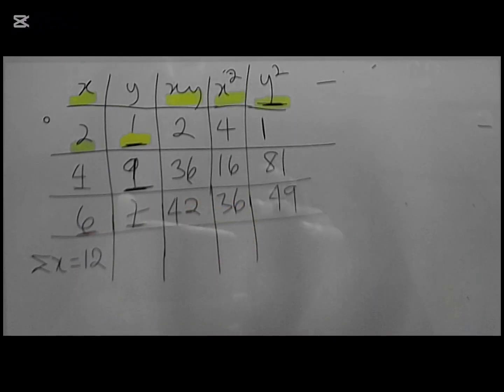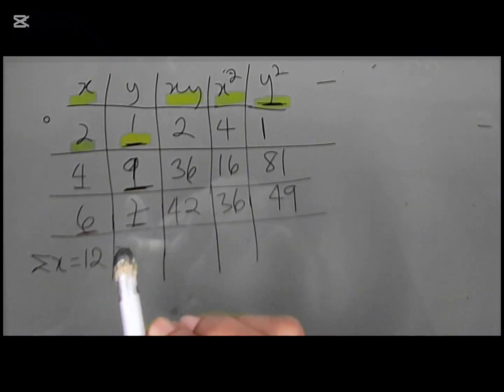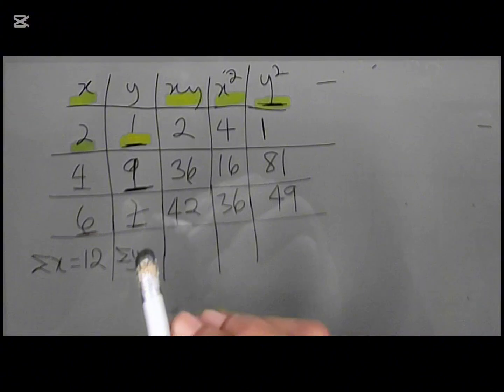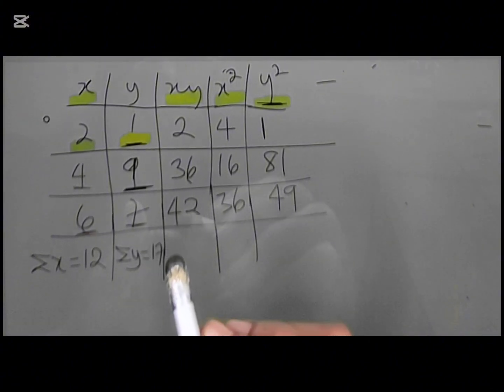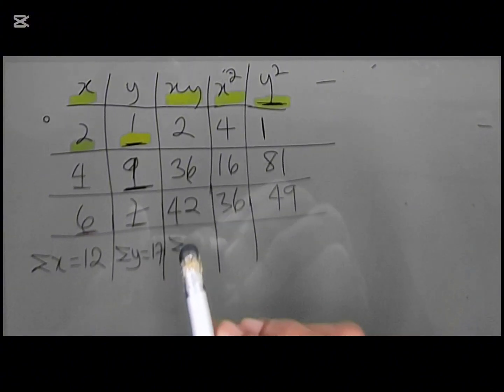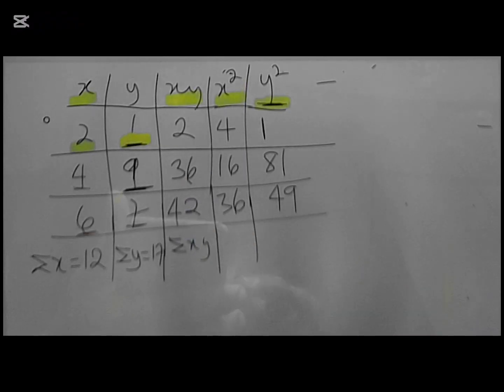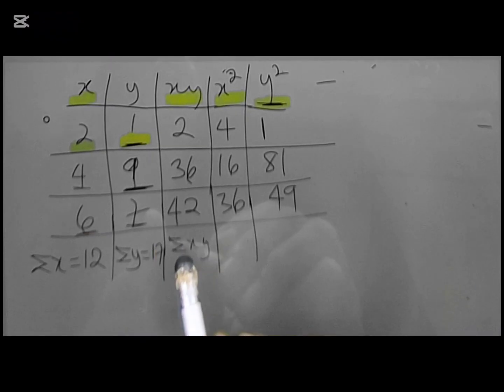To get the sum of y, that means we have 1 plus 9 plus 7, which is 17. To get the sum of sy, we have 2 plus 36 plus 42. Okay, 2 plus 36 plus 42 is 80. We have this to be 80.